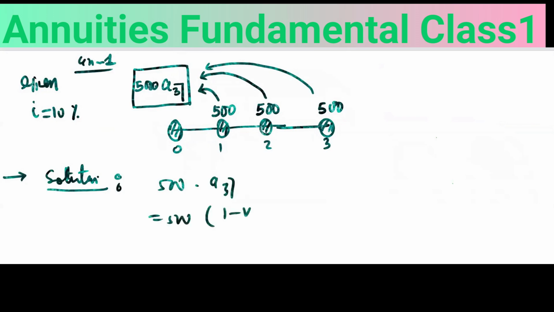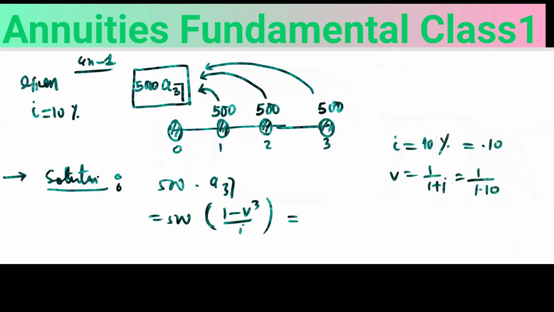That is 1 minus V^3 divided by I. You need to remember the formula I wrote on the last page. This is the formula, okay? And I is given as 10%, that is 0.10. So V will be 1 upon 1 plus I, that is 1 divided by 1.10, and that value you need to write here. Otherwise, if you want, you can write 1 minus (1 plus I) power minus 3, divided by I as well. Whatever answer you get, that is final. It's so easy. This is number 1.